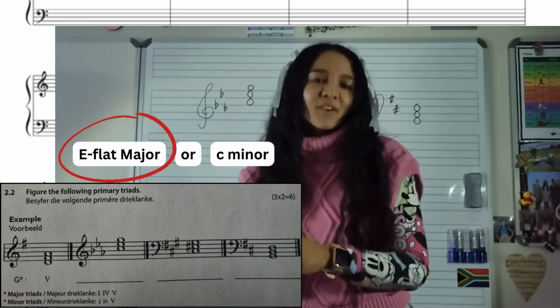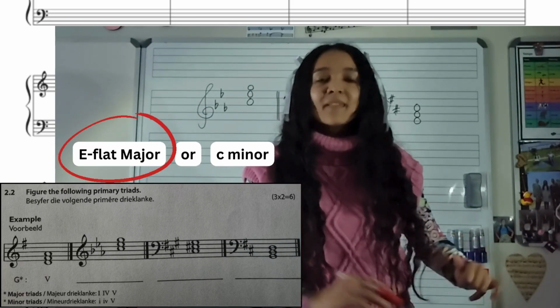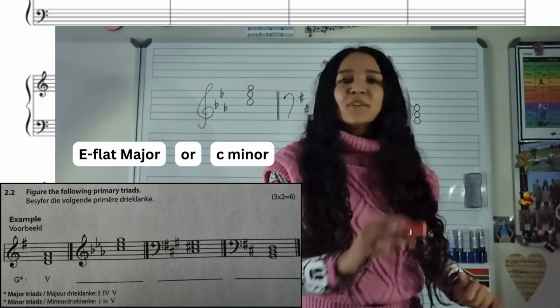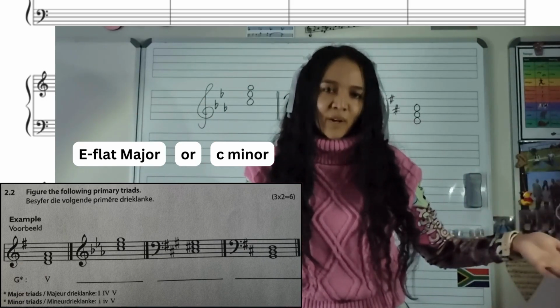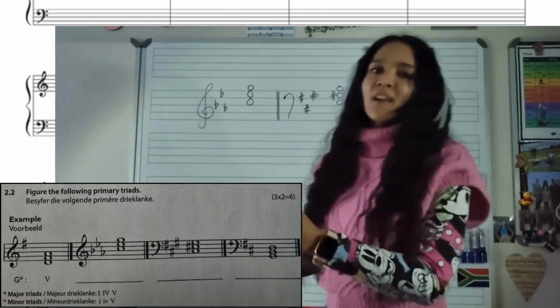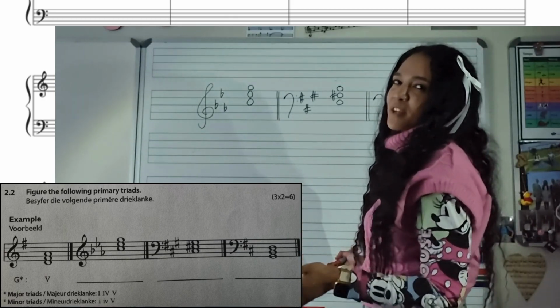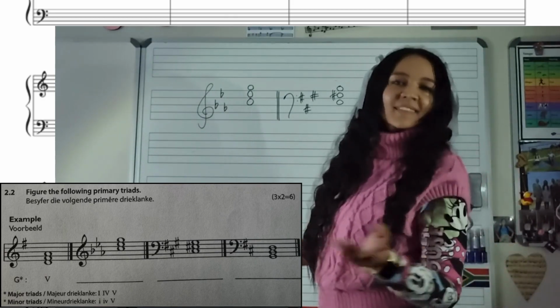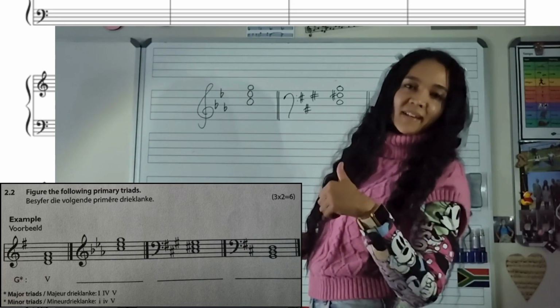And if it's not the tonic, subdominant or dominant degree in the major key, go ahead and go over to your relative, and it should be one of the primary triads in your relative key. So we're going to start off with E flat major, although I already have an inkling that this is not E flat major, but let's go ahead and test it out.